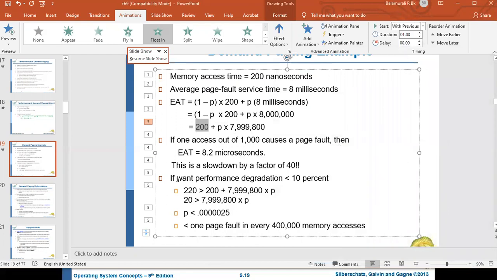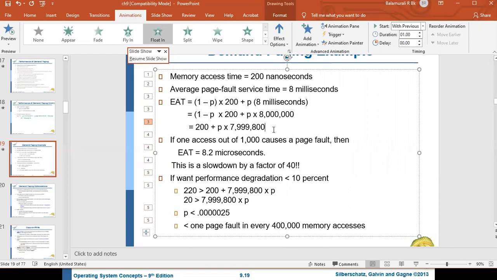Let us assume that we want the performance degradation to be less than 10 percent. Then what does it mean? It means that anyway, even in the minimum ideal case, you need 200 nanoseconds.